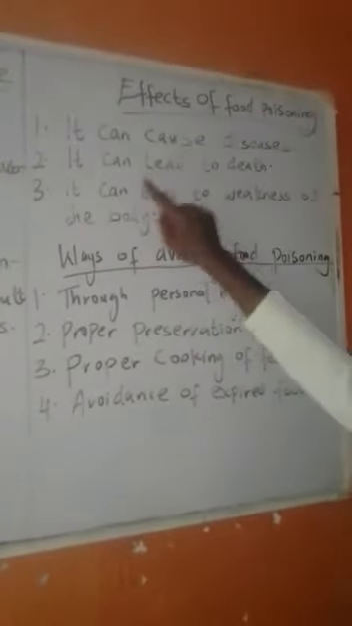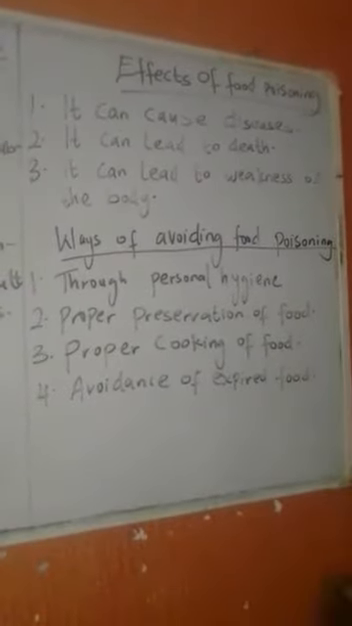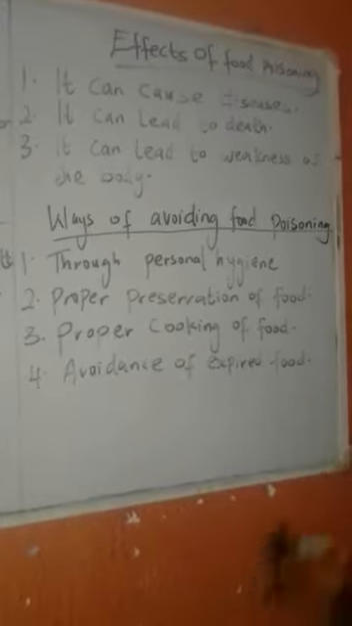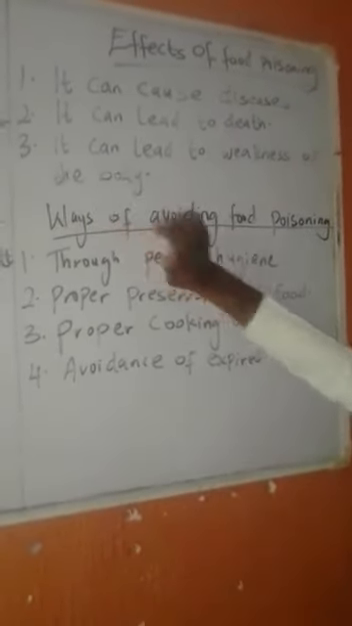So the number two effect, it can lead to death. Disease can lead to death. So when you eat food that is contaminated, when it's not properly managed or taken care of, it can lead to death. So the number 3 effect is what?